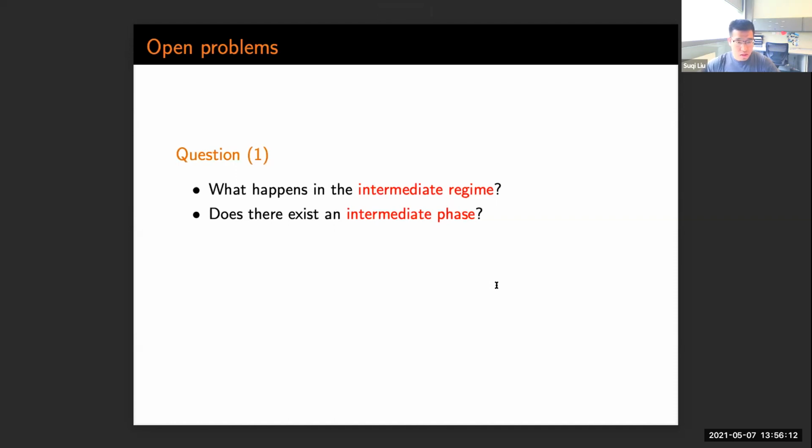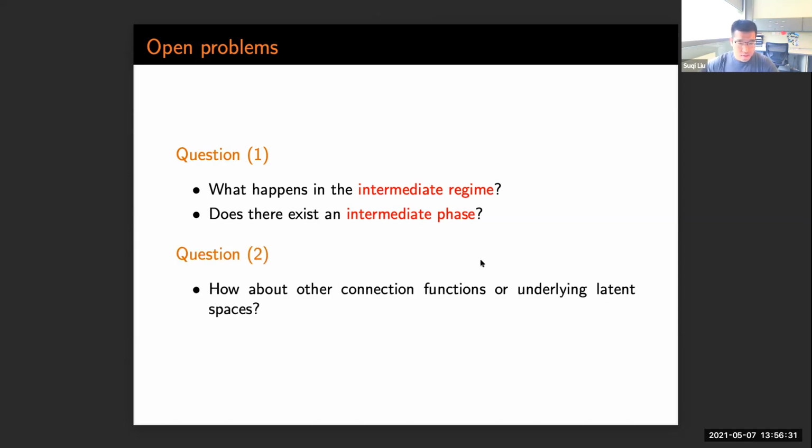All right, I'll conclude the talk with two open problems. So the most immediate problem our result leaves open is what happens in the intermediate regime. That is, does there even exist an intermediate phase where detection is information theoretically possible, while no efficient algorithms exist? The next question is, in general, how about other connection functions or underlying geometric spaces? Does the phase transition behavior, the trade-off of noise and dimension, carry over to those more general cases? And thank you for your attention.